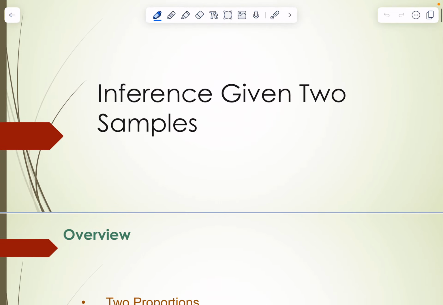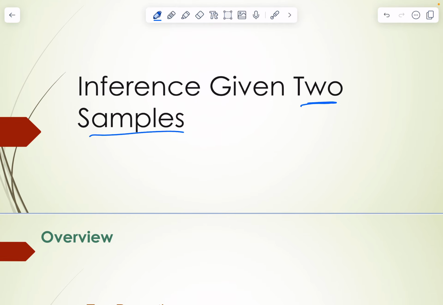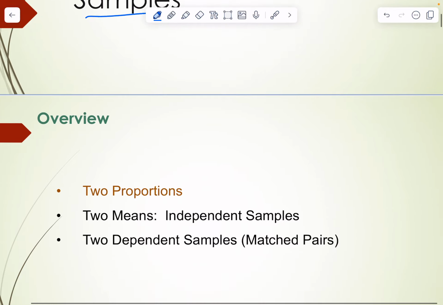Hello everyone. So today we're going to talk about more hypothesis testing. So these are different tools for hypothesis testing. Now we're going to be talking about when you have two samples, and so we'll be comparing two samples from two potentially different populations.